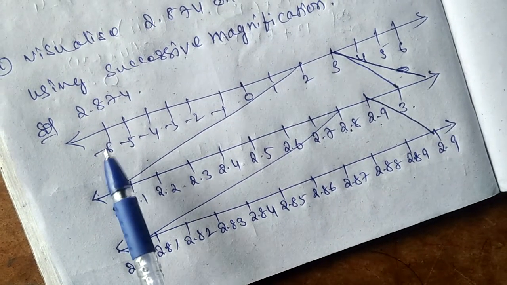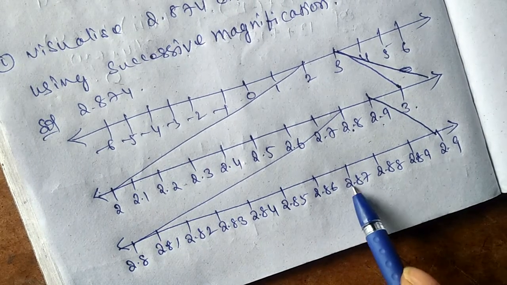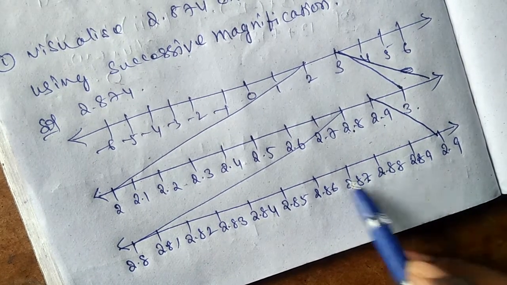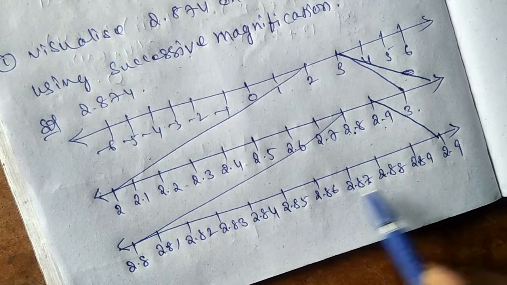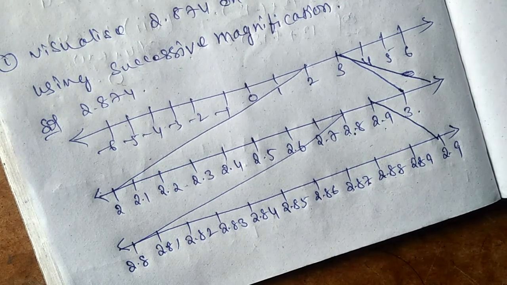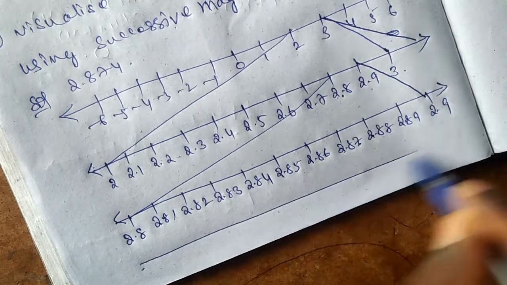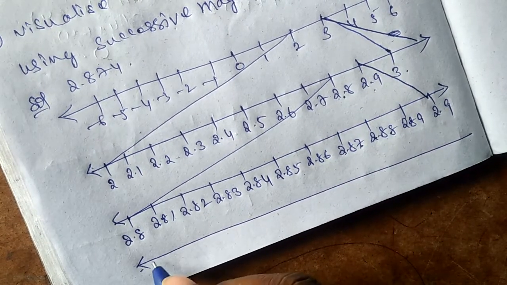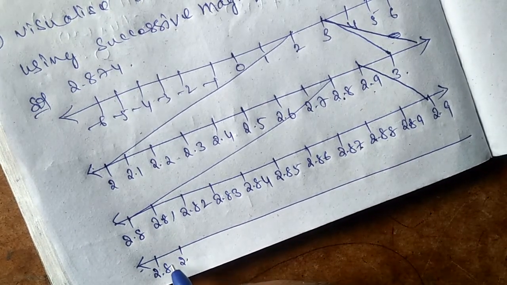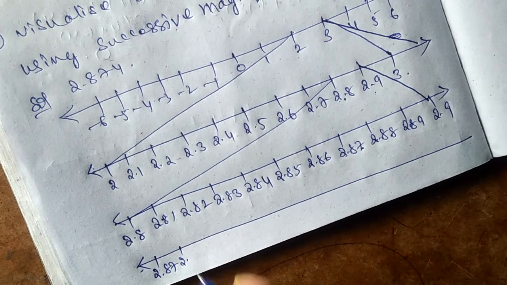So where does the number lie between? It lies between 2.87 and 2.88. Where is 2.87? This is 2.88. Then this number lies in the mid portion between 2.87 and 2.88. So I am going to magnify this portion again. Sorry, it is 2.87.